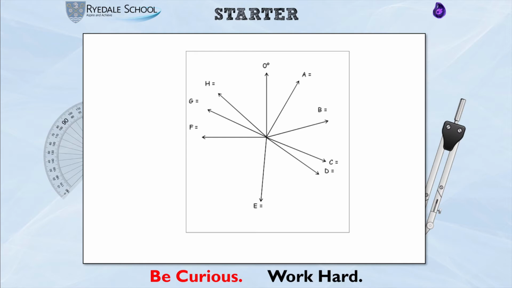If you get it exactly on, you can have 5 points. If you are within, let's say, 5 degrees, you can have 2 points. And if you are within 10 degrees, you can have 1 point. So pause the video here and have a quick guess what bearings you think each of these are on.